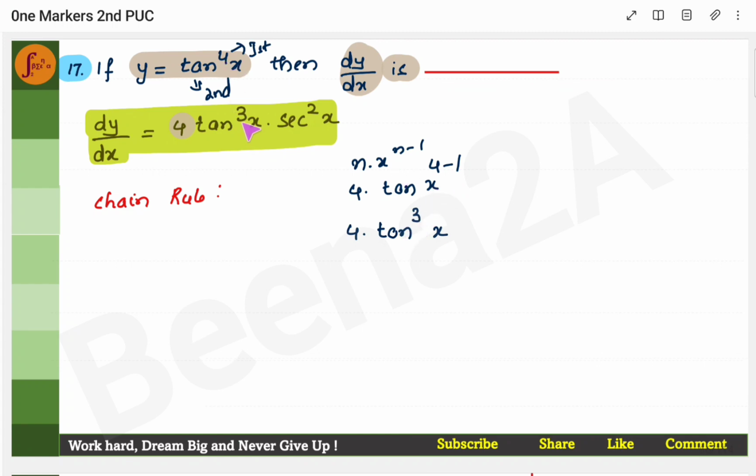Remember, put the power to tan, not to x. So 4 tan cube x. Now I'll find the derivative of tan, right? This becomes the second function. Derivative of tan is secant square x.